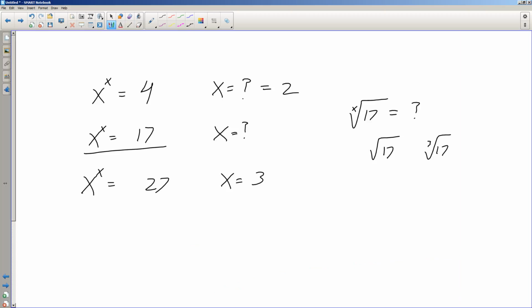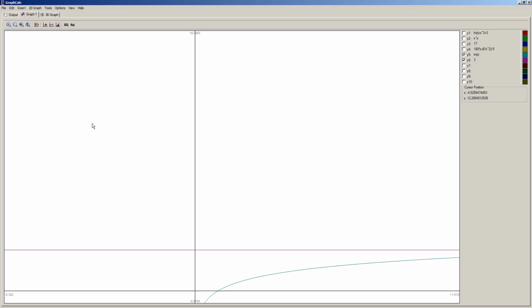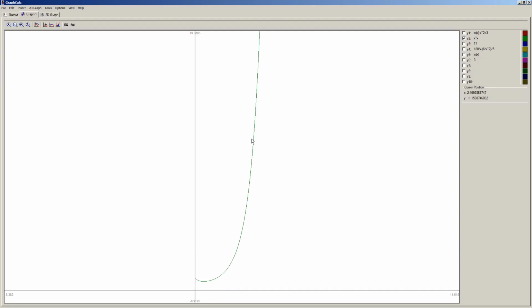How do I write this number? And the answer is there actually is no easy way to do this. So we actually have to use a computer to solve a problem like this. So what I'm going to do is graph this function x raised to the x power, and I'm going to graph the function y equals 17. Okay?